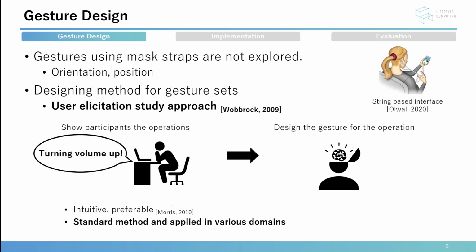First, I want to talk about the gesture design. There's no research using MaskTrap as an input interface. There's research on string-based gestures, but that assumes earphone-like strings. The position and orientation are different from this, so we cannot use them. In general, many HCI researchers conduct a user elicitation study for designing gestures. In the user elicitation study, the experimenter shows the participants the operation, for example, turning the volume up, and then the participants design the gesture for the operation. According to Morris et al.'s research, the gesture set designed by conducting an elicitation study is more intuitive and preferable for users than the gesture set designed by HCI researchers. So it has become a standard method to design gestures and is applied in various domains.